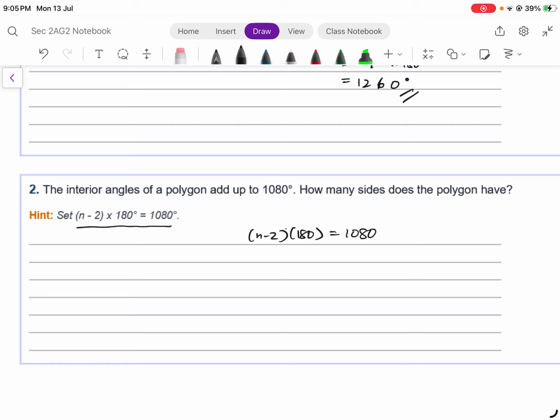First, we divide by 180 on both sides. 1080 divided by 180 is 6. So n minus 2 equals 6. The reverse here will be plus 2 on both sides. So in the end, n equals 8. How many sides does the polygon have? It is 8.